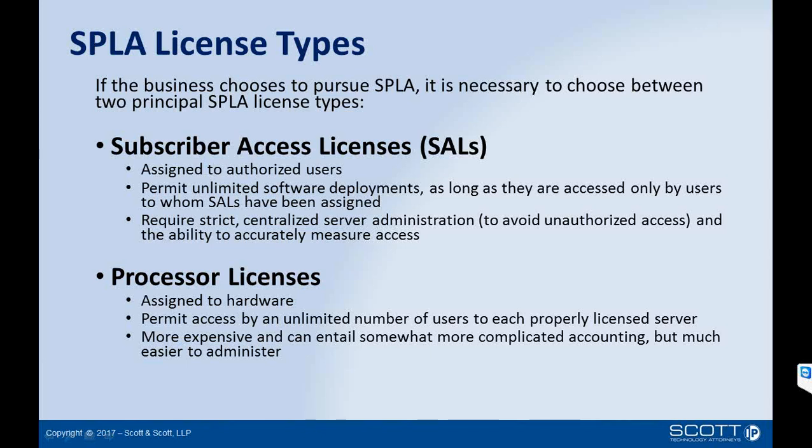There are two principal SPLA license types. Again, all of these are monthly subscriptions, and the subscriber access license, also known as a SAL, is the commercial hosting equivalent of what you might have heard of as a CAL, or a client access license. This is the access license for users. It's assigned to authorized users and permits an unlimited software deployment as long as they are accessed only by users to whom SALs have been assigned.